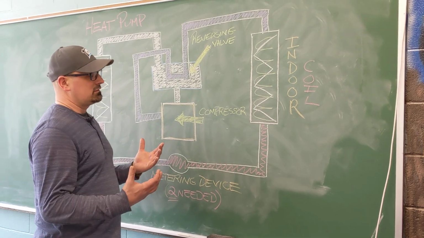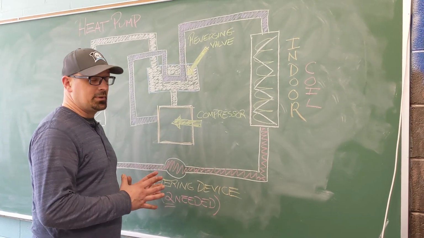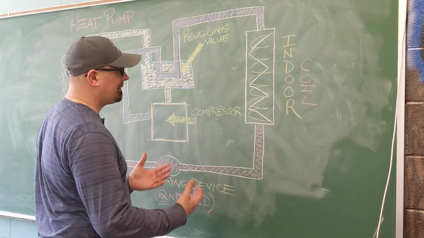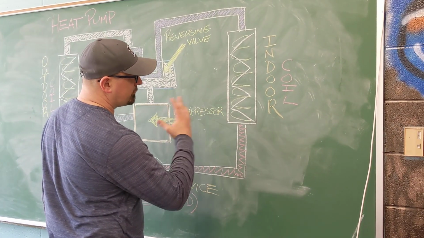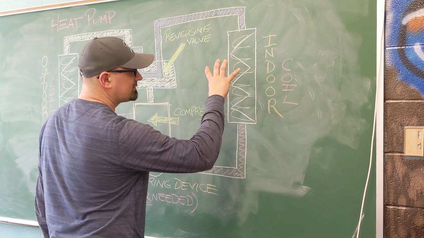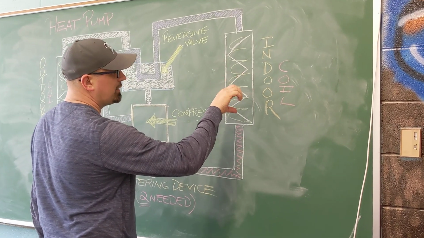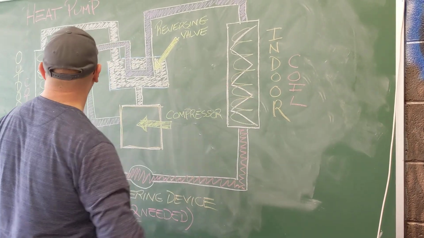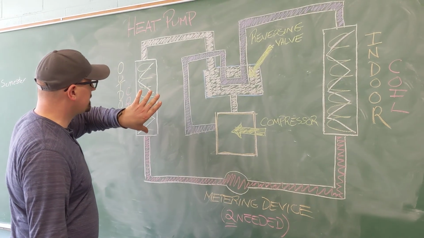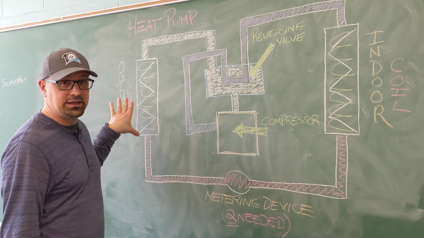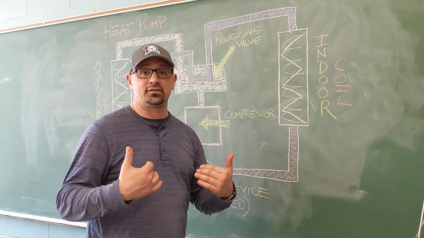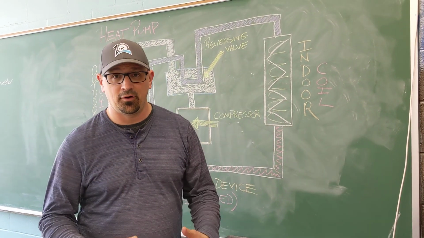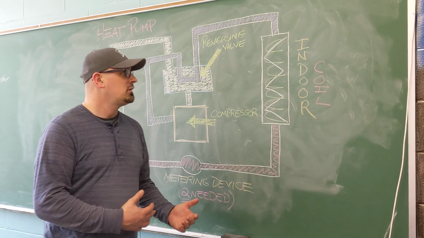in the summertime, you want to be cooling inside. So it's going to operate like an AC unit. So you're going to have your refrigerant go through, and inside it's going to act like an evaporator, and it's going to be cooling. On the outside, it's going to act like a condenser and be getting rid of the heat inside the house.